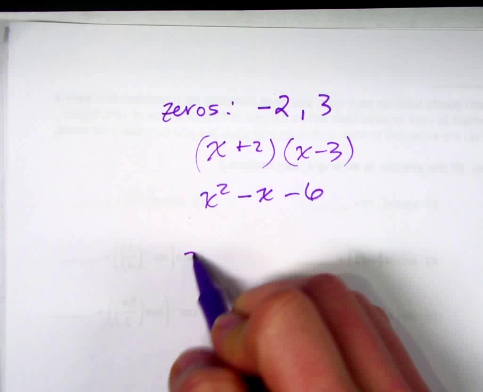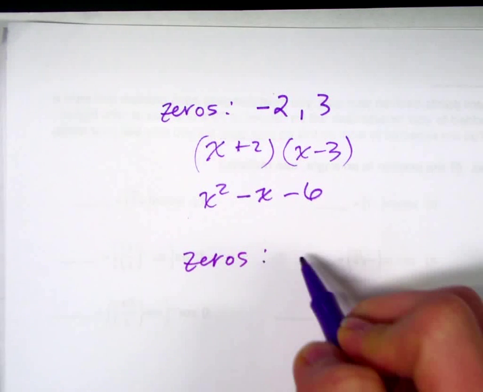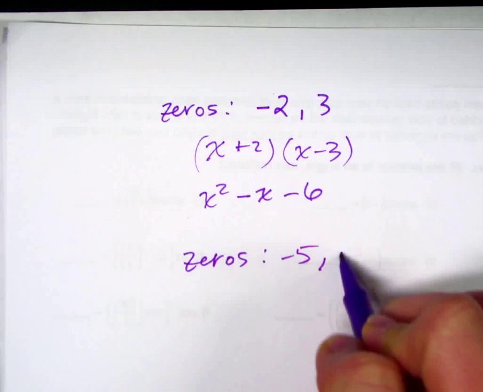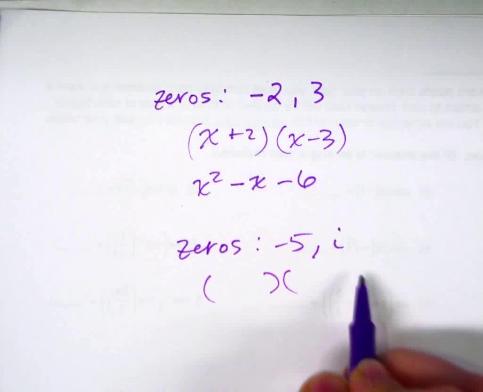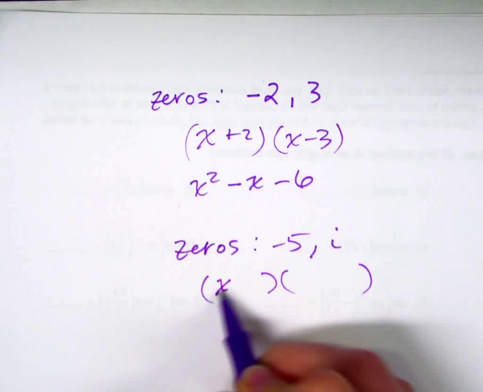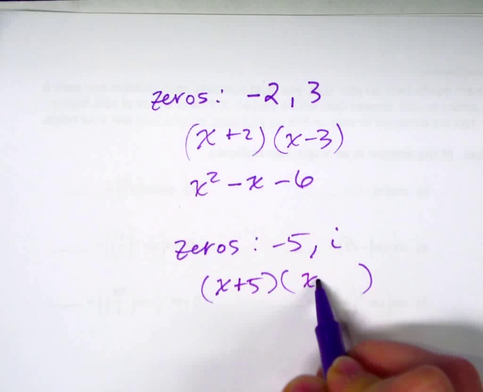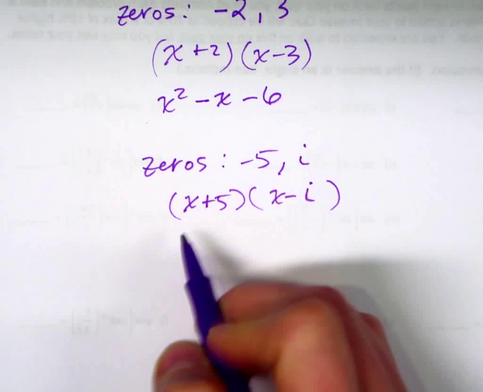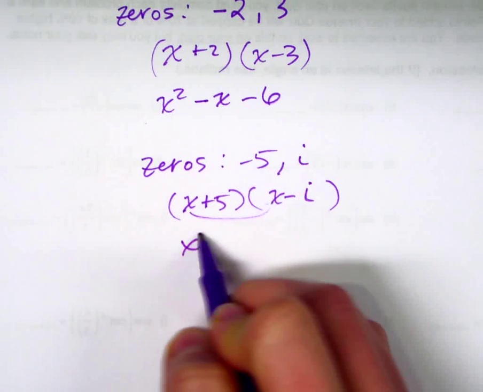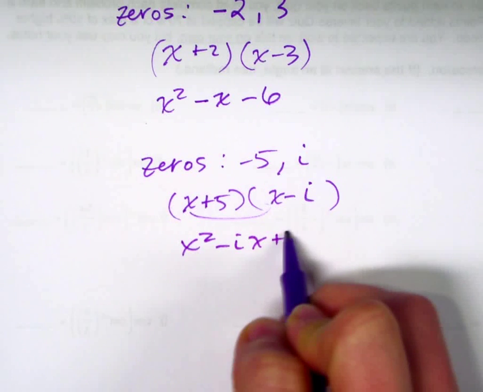Let's say instead we had for the zeros -5 and i. So what would this look like? x plus 5 and x minus i. So if we multiply this out, we would get x squared minus ix plus 5x minus 5i.